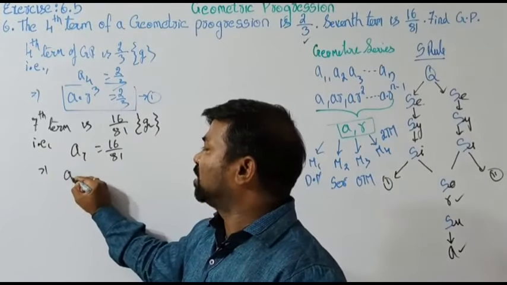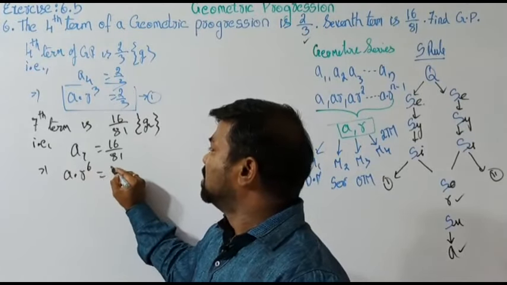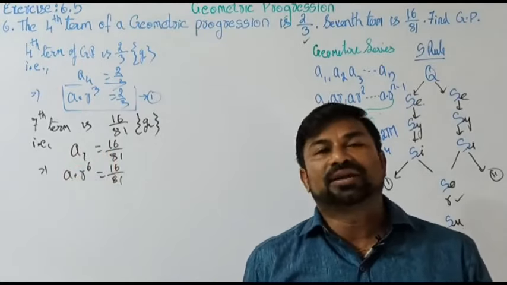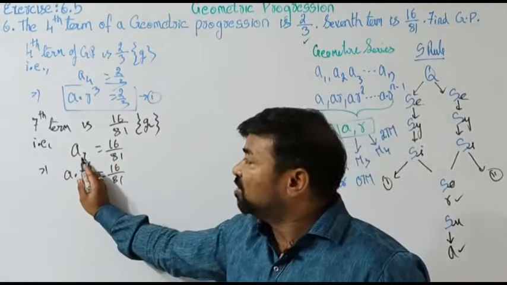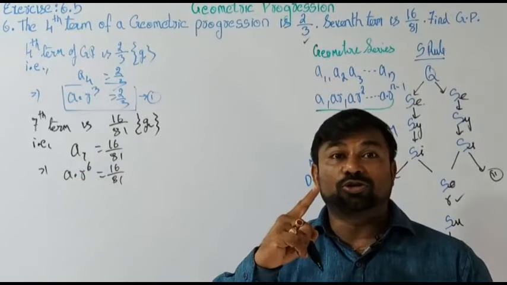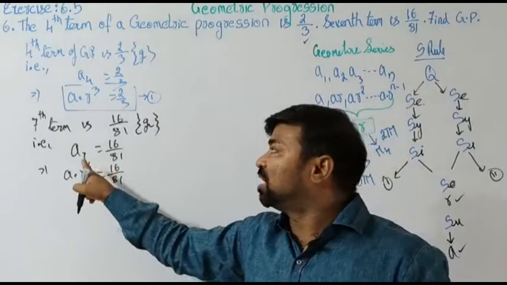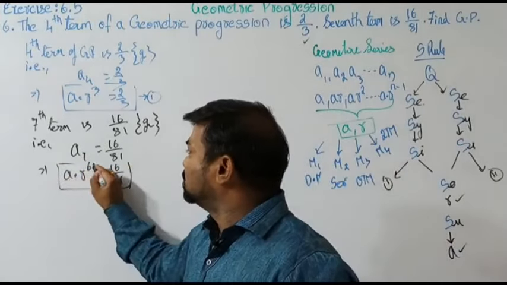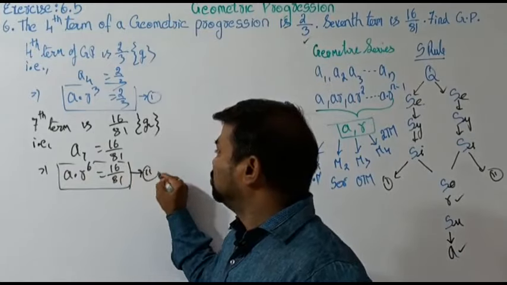Now I am simplifying: a into r to the power 6 is equal to 16 by 81. Writing in terms of a's and r's is nothing but simplified. And if you have the 7th term, we write 1 less than that, because it is a into r to the power n minus 1. 7 minus 1 is 6. Now I like to call this equation 2.